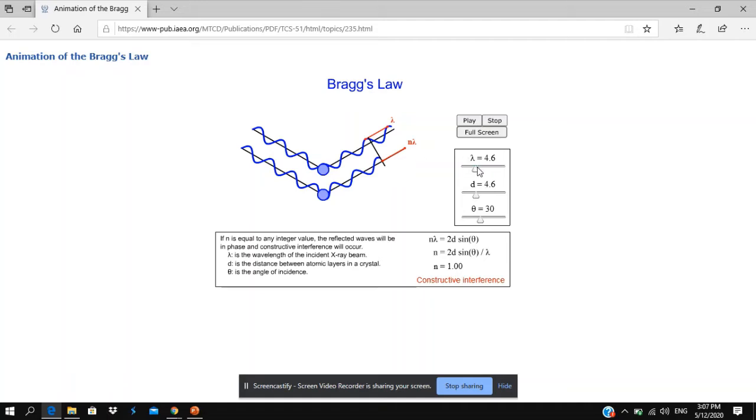You can adjust the wavelength, the distance, and also theta. So now we adjust the wavelength to say, distance also 6.